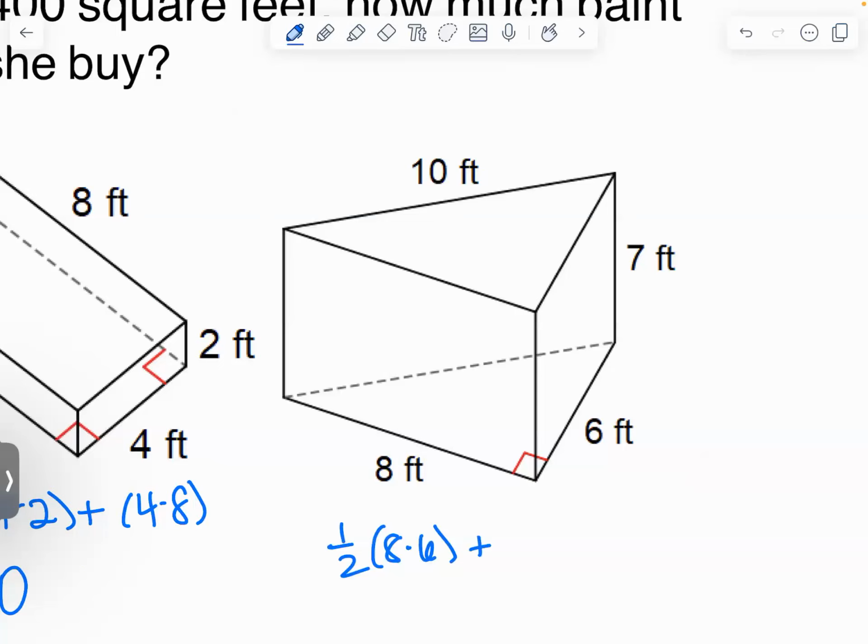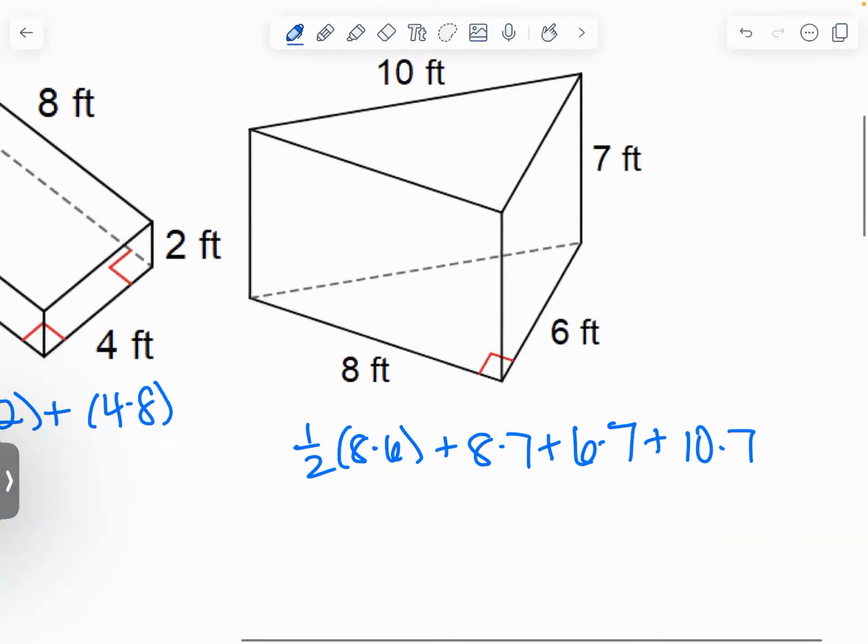Plus, what are the dimensions of this rectangle? 8 by 7. What are the dimensions of this rectangle? 6 by 7. What are the dimensions of this rectangle? No, 10 by 7. So help me out. What is 24 plus 56 plus 42 plus 70? 194.